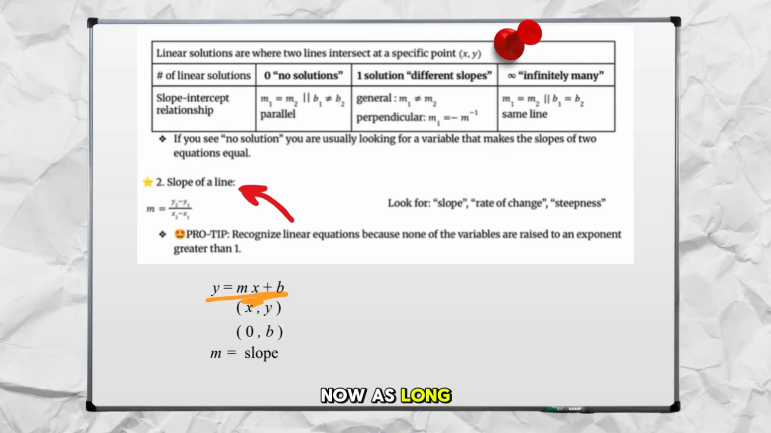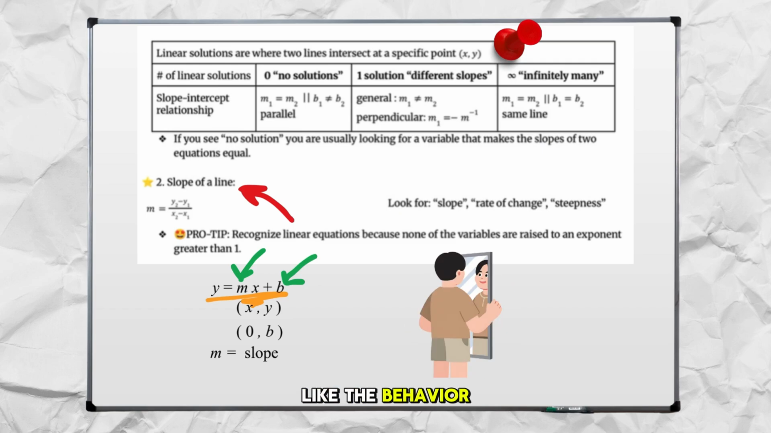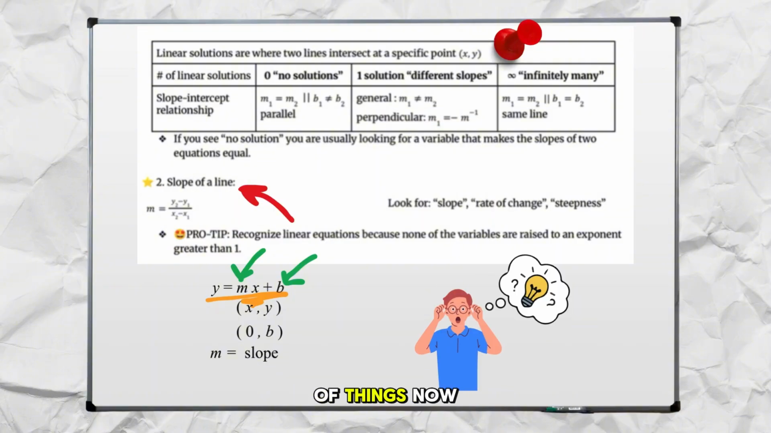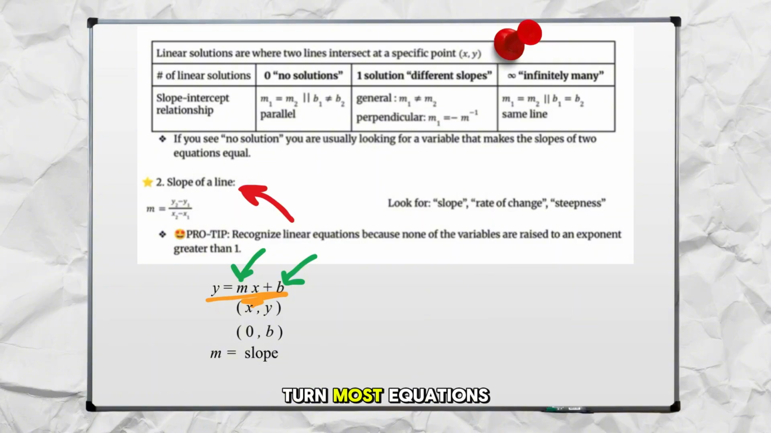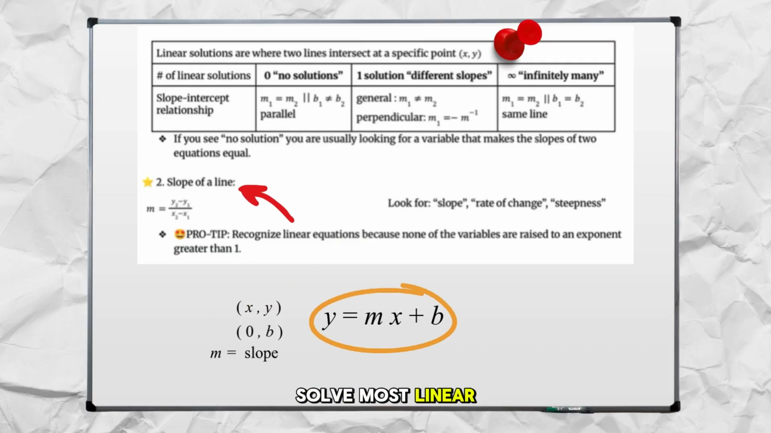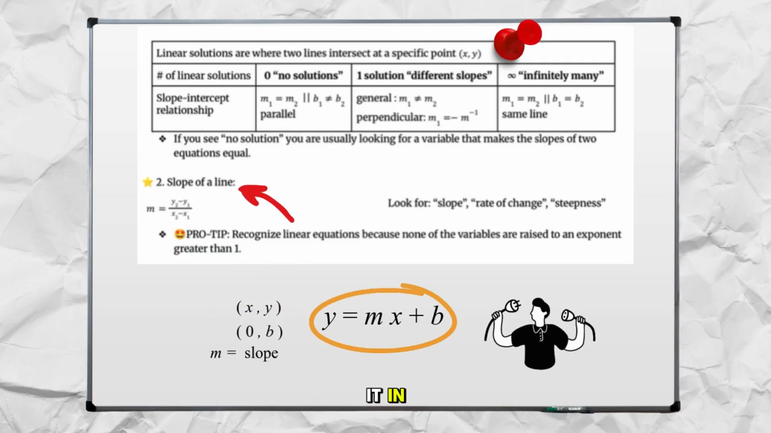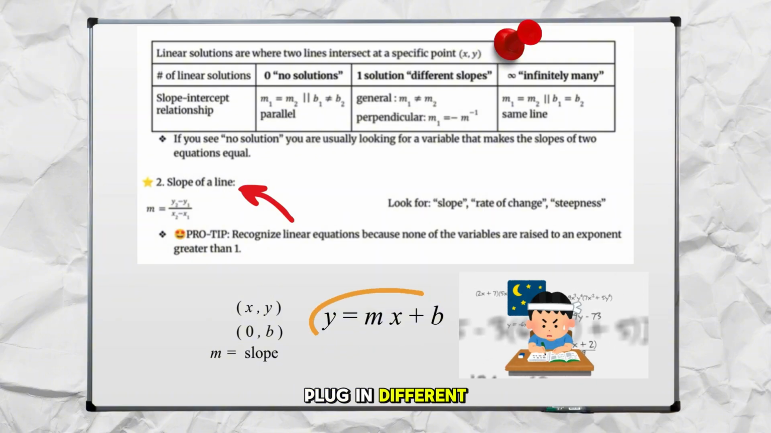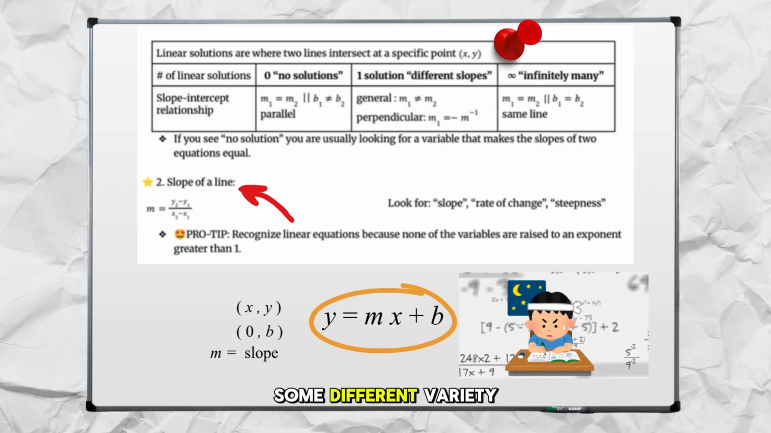All right, now as long as you can model y equals mx plus b, and x and y don't have any specific numbers, but m and b, those are my constants. Those are the things with constant numbers that define the identity of this function, what it looks like, the behavior, how it moves, where it intersects the y-axis, all those types of things. Now, if we can turn most equations into this y equals mx plus b, then we can solve most linear equations, because we'll be able to plug it in, look at its behavior, answer the questions based on its behavior, and plug in different values where x equals some different variety of numbers.